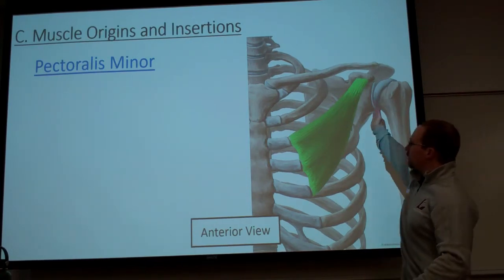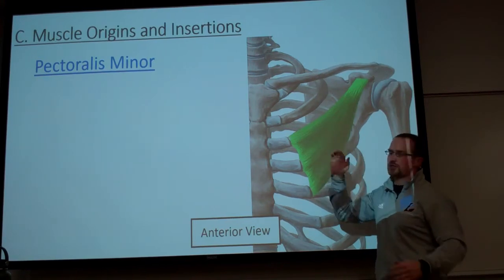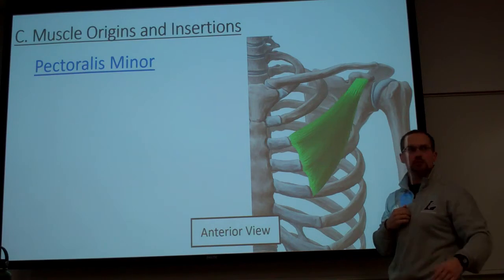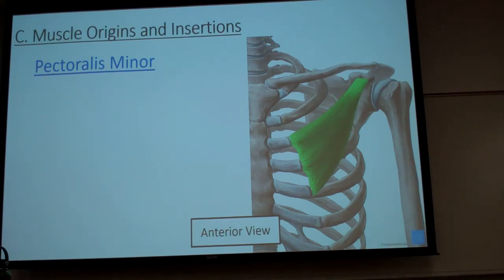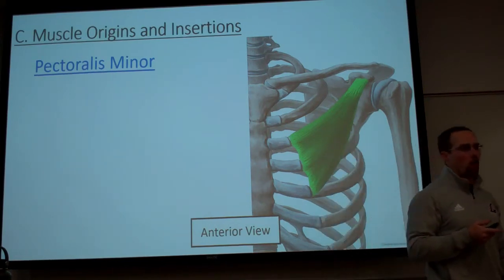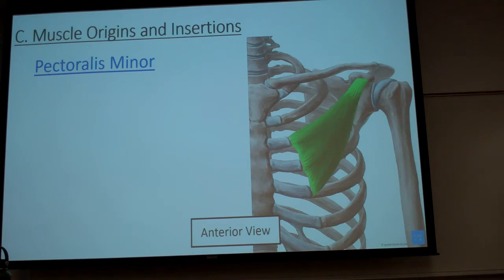And then because those fibers are coming here, pulling down, it also helps with depression. So bringing the scapula down. So those are all three of the actions that the pectoralis minor helps with. So again, no origins and insertions for this.